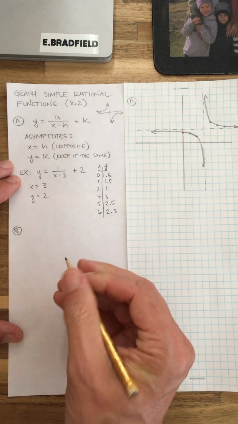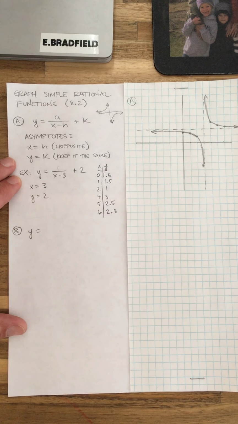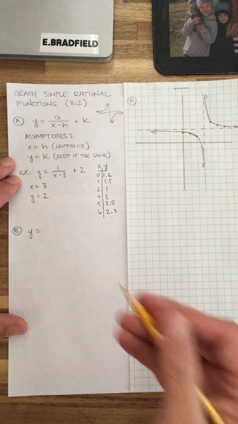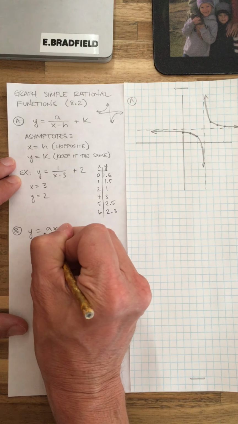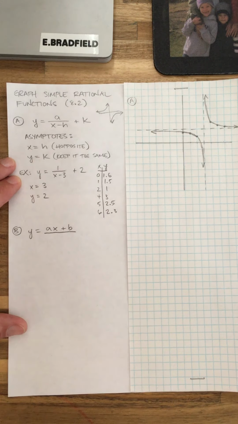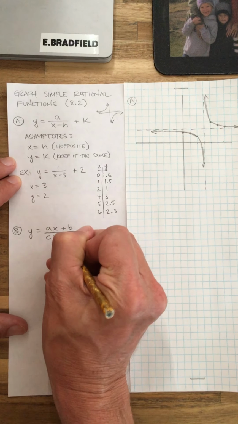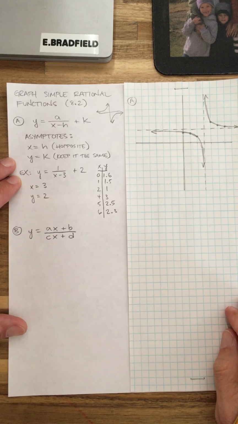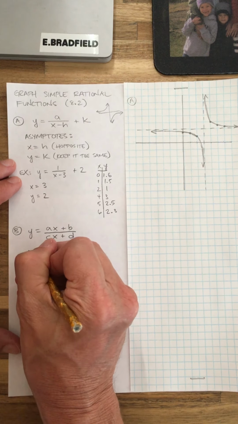Okay, so now we have something that looks like this. Y equals ax plus b divided by cx plus d. Sorry, I don't mean to laugh. All right. Okay, now again we're going to have asymptotes.